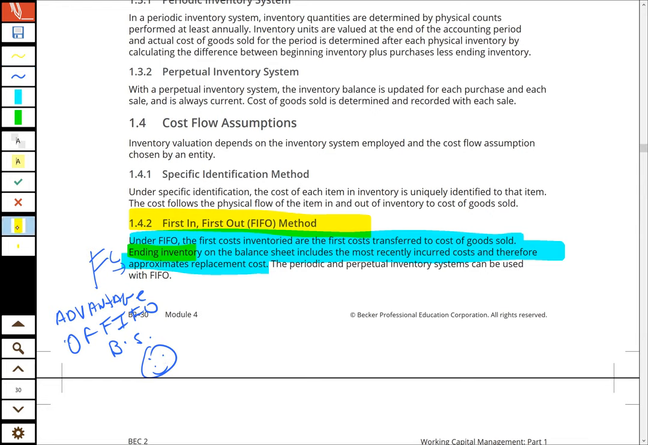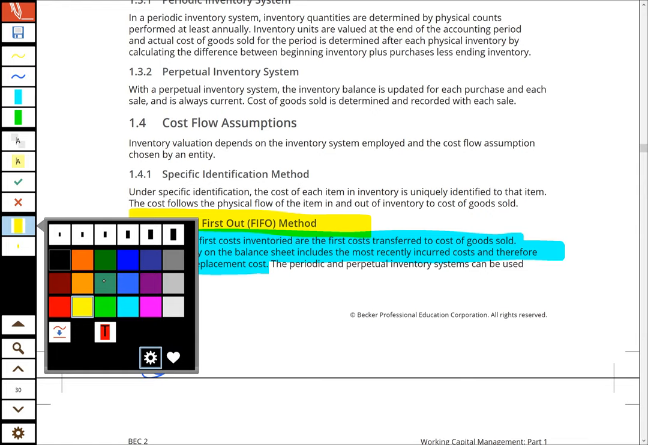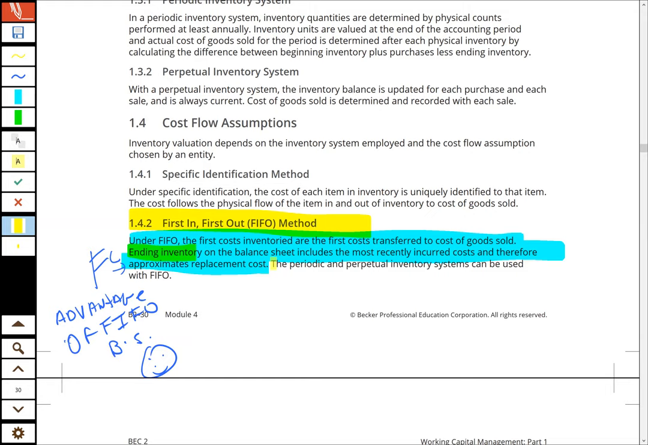Now, a disadvantage of FIFO, okay, let me use it. I'm just going back to the same color here, but that's all right. They don't call it out, so I guess I have to call it out. A disadvantage of FIFO is that cost of goods sold will be understated.